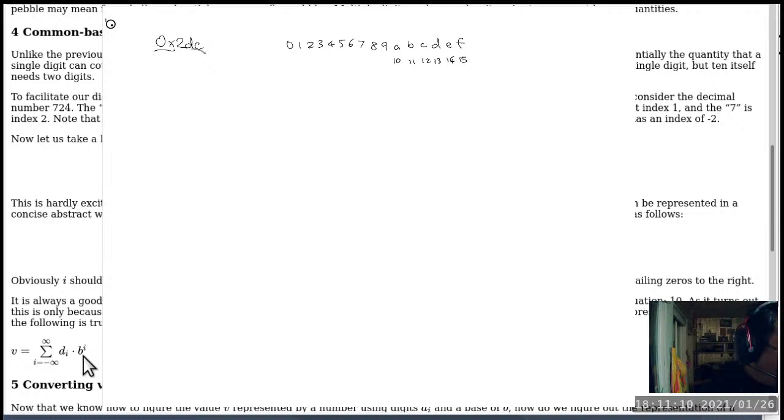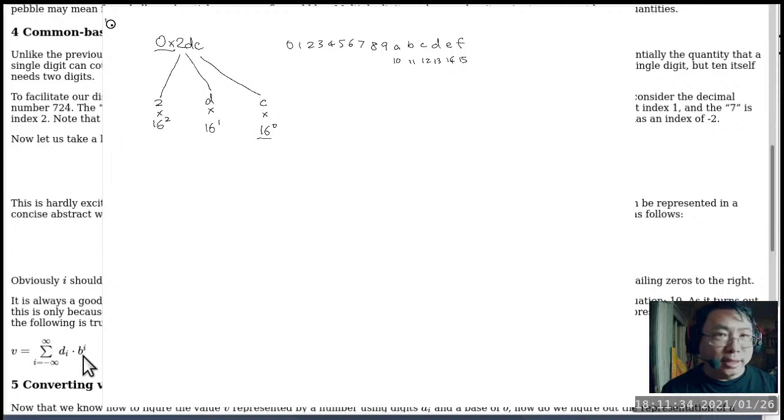So when we look at 2DC as a hexadecimal number, that means we have C times 16 to the power of 0, D times 16 to the power of 1, and then 2 times 16 to the power of 2. The 16 is because that is the base. Hexadecimal is hexa, which is 6, and deci, which is 10. So hexadeci added together is 16. So we're dealing with base 16.